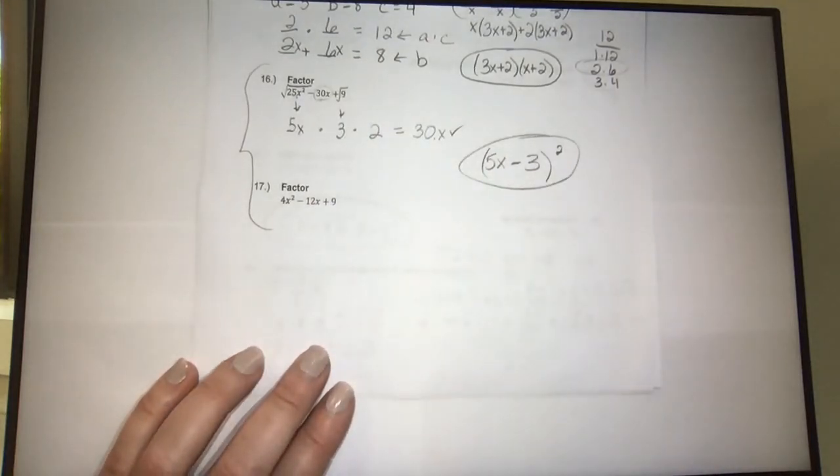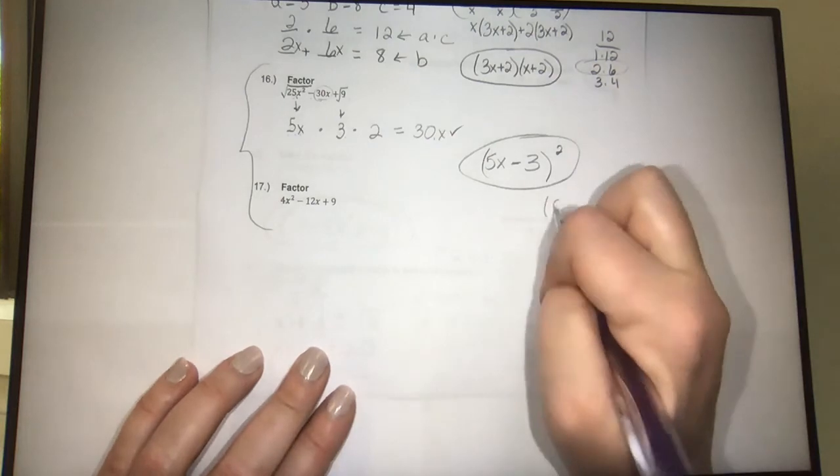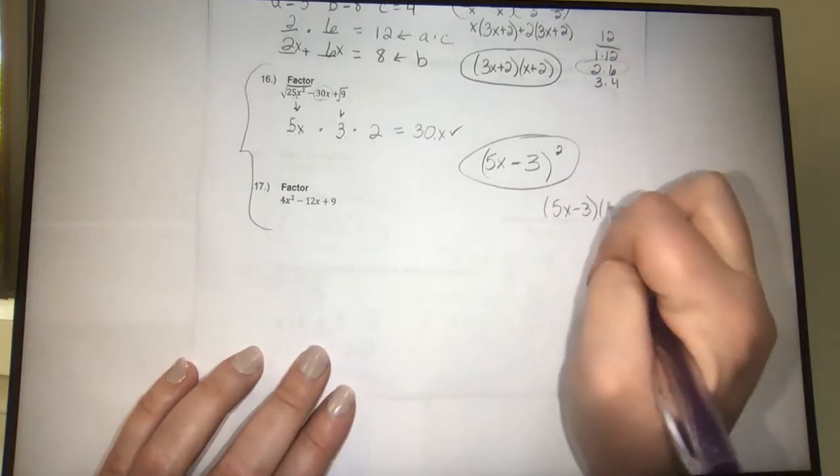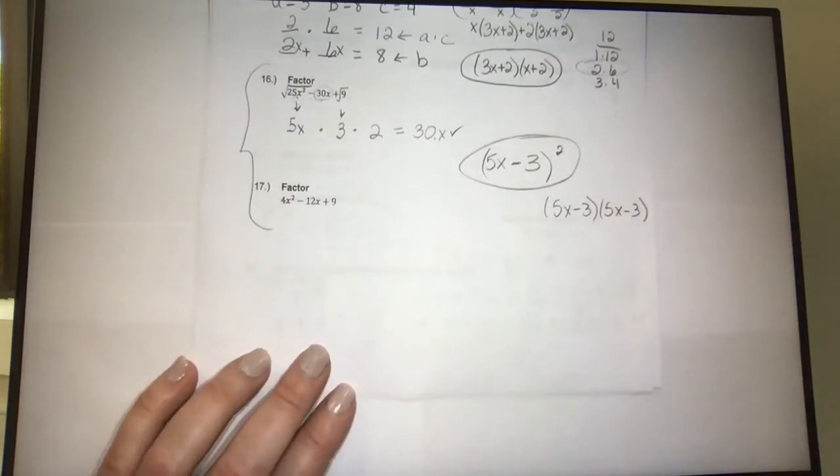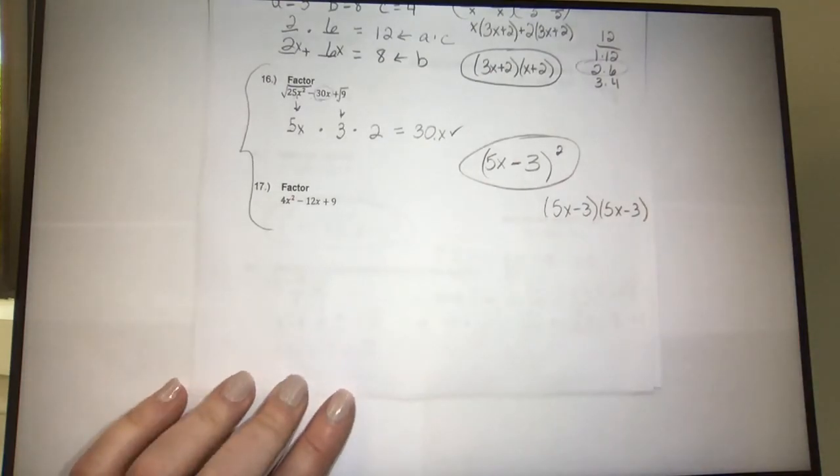If you didn't catch it and you wanted to go through it the long way, your answer is going to look like this. There's 2 of them. That's okay too. Everyone okay with that? Let's practice the next one.